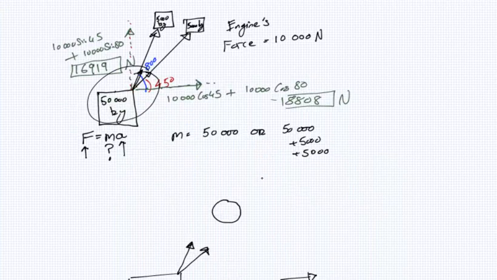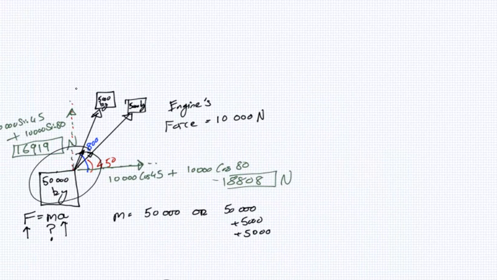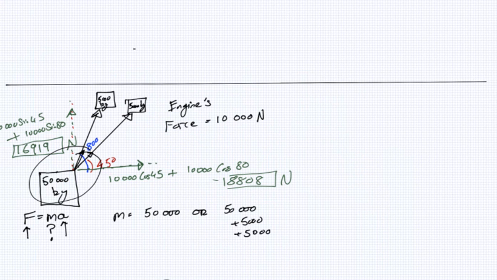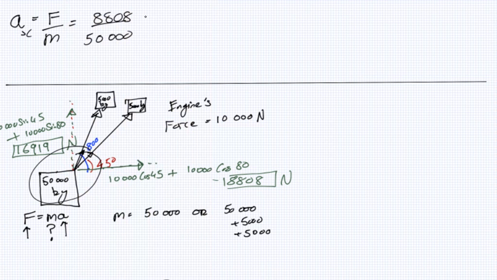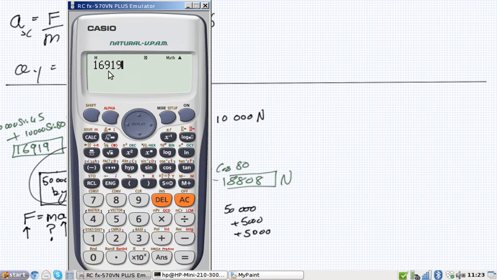So, let's look at the two forces here. Horizontally, a would equal F over m, which would be 8808 over 50,000. This would be the acceleration horizontally, 0.17616, and then likewise vertically it would be 16919 over 50,000. That's 0.33838.